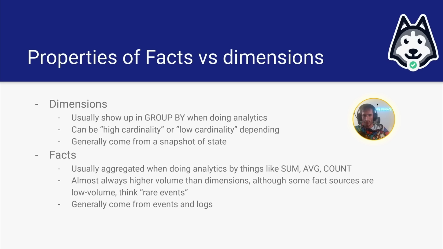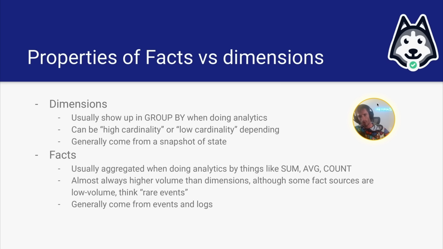And the last bit for dimensions is that they generally come from a snapshot of state. At Facebook, at Netflix, at Airbnb, the main way that dimensions come about is there's a production database, and we take a snapshot of the production database at a moment in time, and whatever those values are at that moment in time are what the values are for that date. And so they come from a snapshot of state. That's another important thing to think about when you come around with dimensions.